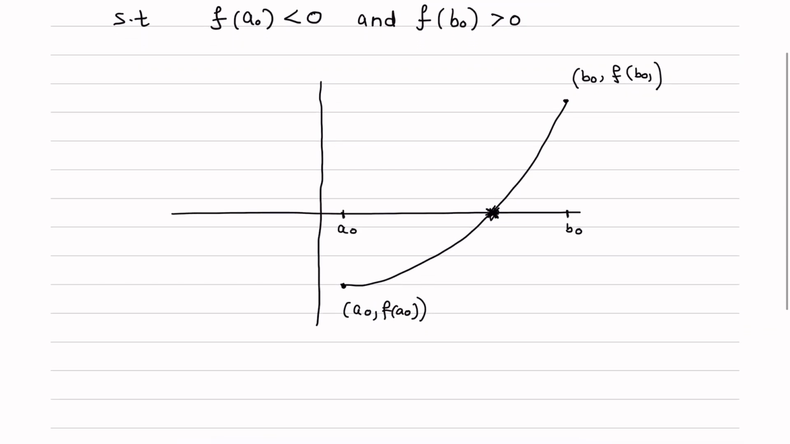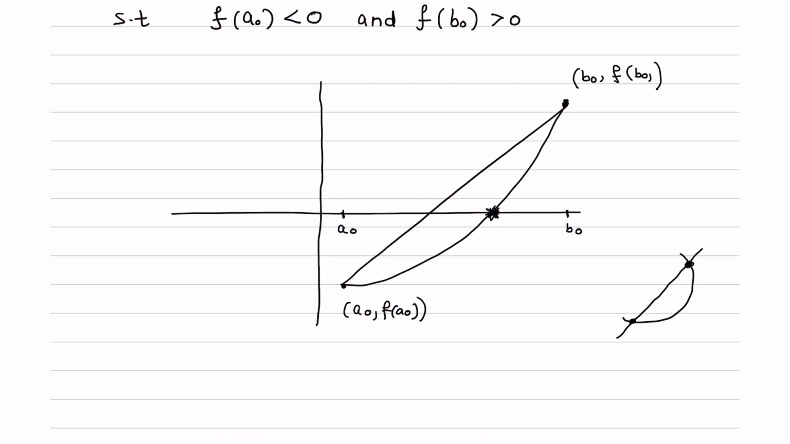Now to start this method, what we do is we join the point A0, f of A0 with the point B0, f of B0 by a straight line. This line is also called the secant line. So what is the secant line? Let's say we have a curve and the line that cuts the curve at 2 points. So this line is called the secant line. So back to this curve, we joined A0, f of A0 point with the point B0, f of B0 by a straight line.